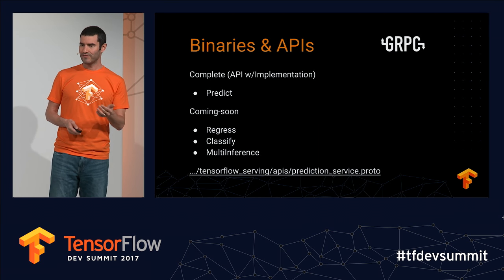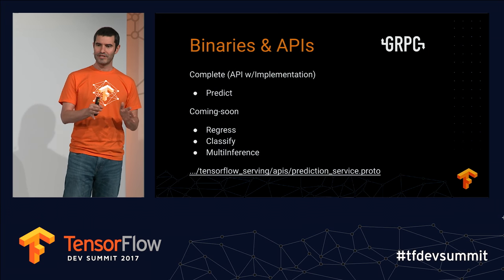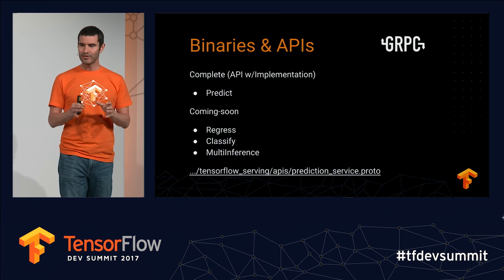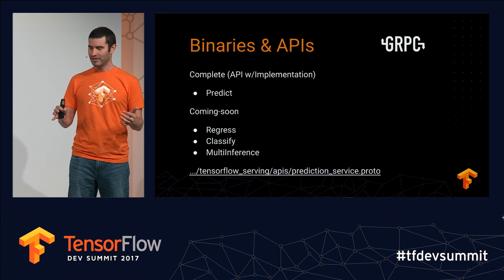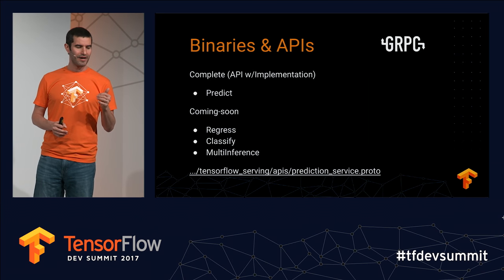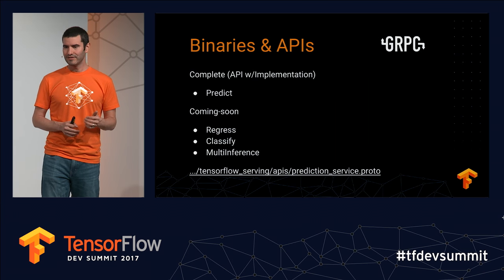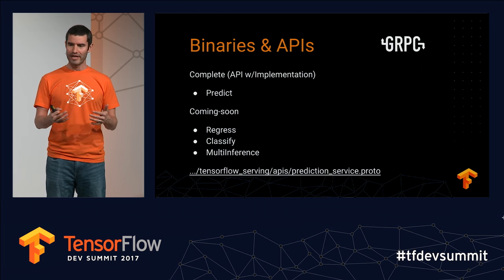In terms of the specific APIs, currently open source, complete with the API and implementation, we have a low-level tensor-oriented predict API. So this should be usable for any kind of modeling inference that you would need to do. Coming soon, we have regression and classification interfaces. The APIs are already on GitHub, and the implementation is out for review, so it should land very soon.